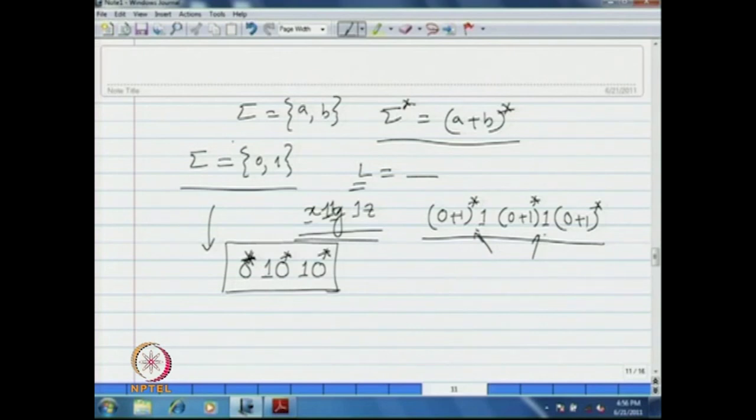So if we should have at most two occurrences of 1s, then we should incorporate the cases where there is at most one 1: 0 star 1 0 star, and also 0 star, only strings of zeros. So 0 star will cover the case where there are no ones, this regular expression will cover the case where there is only one 1, and this will cover the case where there are two ones. So this means a union of all these three. Hence, since we can express it using this regular expression, the language is a regular one.